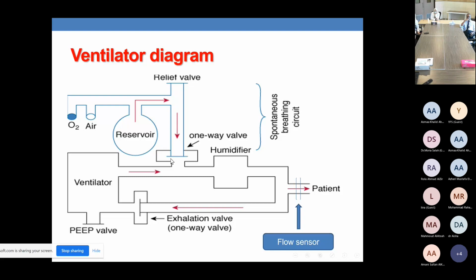Nowadays it is automatically done. So the flow of air is coming to the patient, to the tubings, passed to the humidifier. So there is a continuous flow of air in the tubings. Now, the job of the ventilator is to generate pressure. So again, the job of the ventilator is to generate pressure.